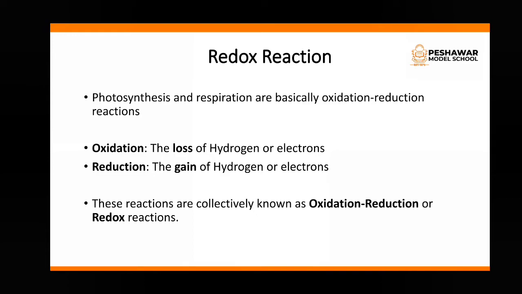Photosynthesis and respiration are basically oxidation reduction reactions. They are coupled reactions, known as oxidation reduction reactions. Oxidation is the loss of hydrogen or electrons. The first type is oxidation, in which in any reaction hydrogen or electrons are lost. That is known as oxidation. The next is reduction. In reduction, gain of hydrogen or electrons occurs. In the second process, in any reaction hydrogen or electrons are gained. So that is reduction. And these reactions are collectively known as oxidation reduction reactions, or redox reactions.